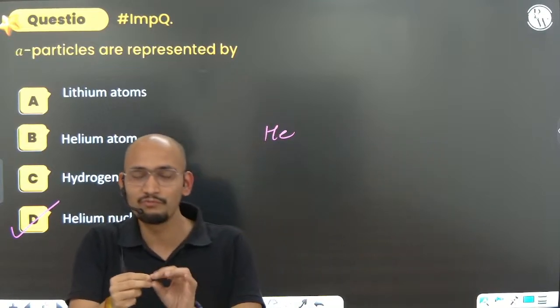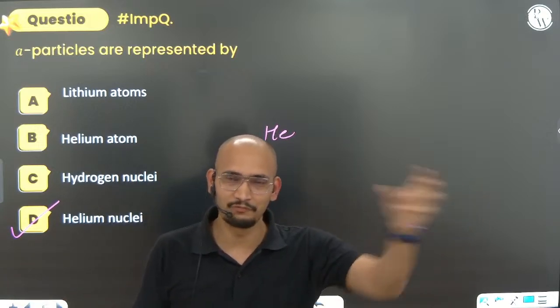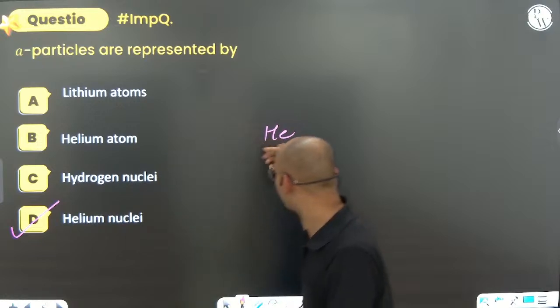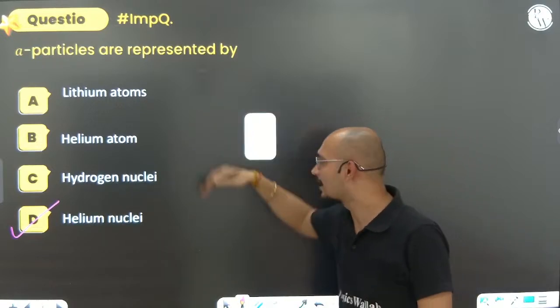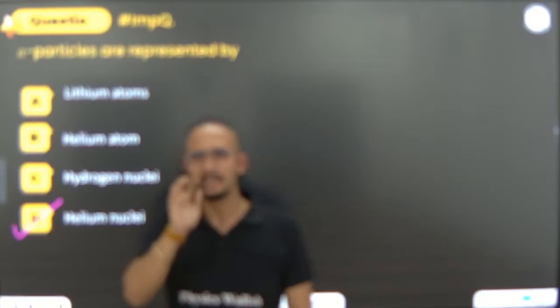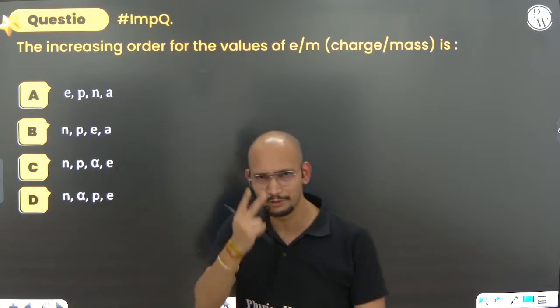So if you remove the electrons and take the nucleus out, that nucleus where there are only protons and neutrons will be the alpha particle. Basically it is bipositive, or you can say it has 2 positive charges, and it has a mass of 4 units, right? Just 2 protons and 2 neutrons are there.